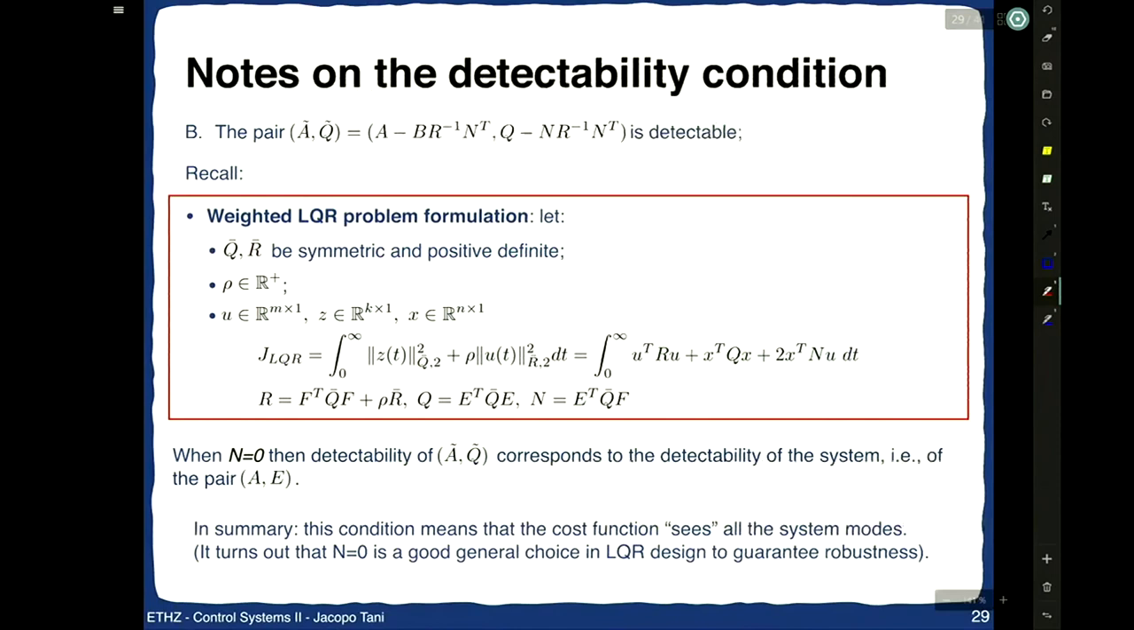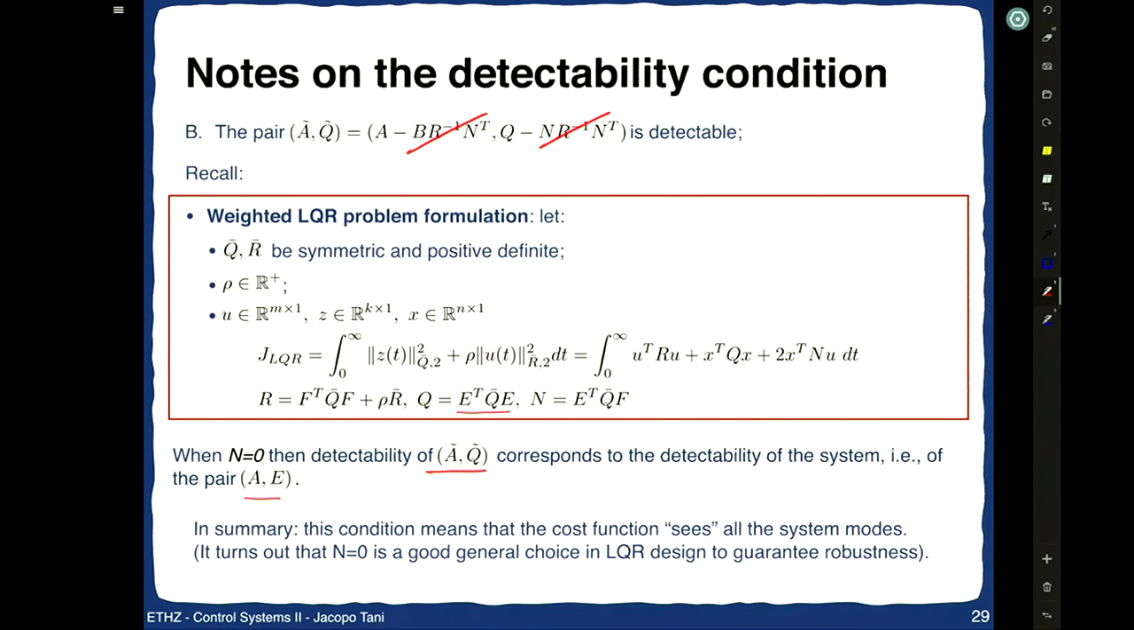I mentioned this before. The idea is that if we put n equal to 0, then this becomes directly the detectability of A, Q. And Q is a function of E transpose, so this becomes directly the detectability of A, E, which is the detectability of the system. So all we're saying here is that this condition is such that the cost function actually sees what's going on with the states. We will explain this better next class because we'll talk about estimation, and estimation is all about figuring out how these states evolve from looking only at the outputs.